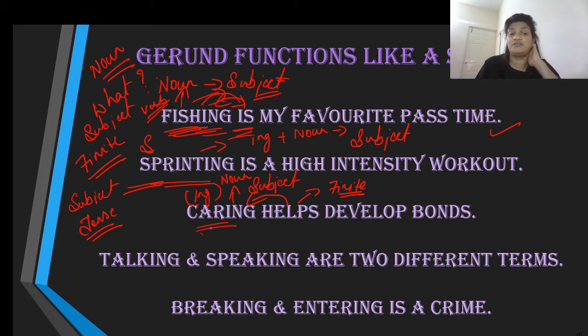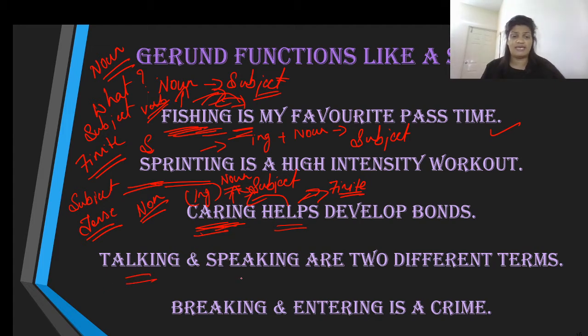Now let us change this into past tense. Caring helps develop bonds. Now let us change this into past tense and we get caring helped develop bonds. So the verb that changes over here is called finite, and the one which doesn't is non-finite. And here our non-finite verb is caring. It is a verb, but it is functioning like a noun, and therefore it is our subject of the statement.